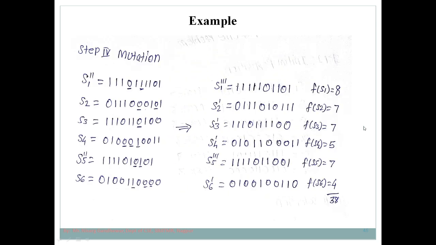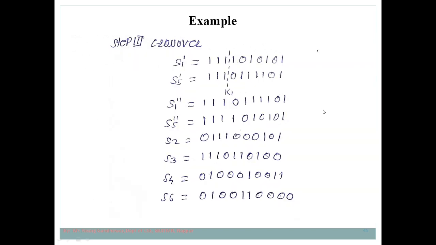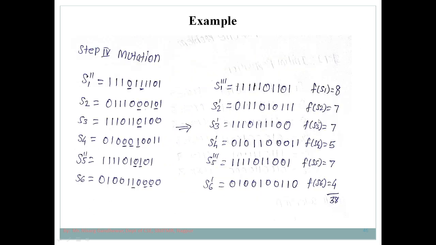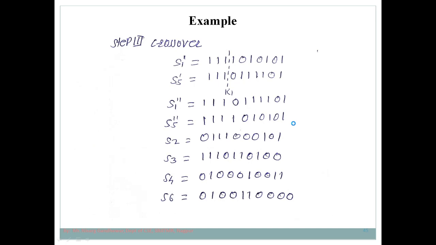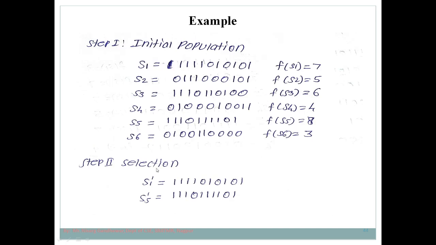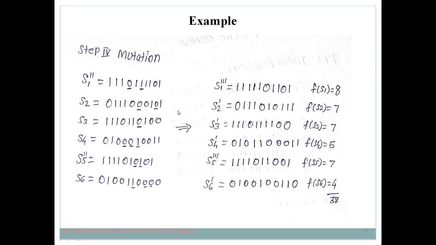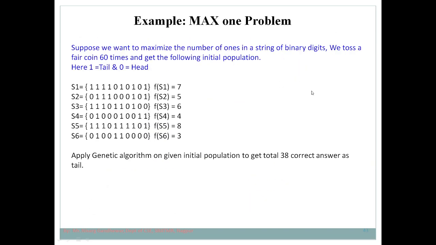Now in only one iteration we achieved this output. It may be the case that our objective is to get the number of ones equal to 48. So what you need to do after that is repeat the same steps: again selection, crossover, mutation. Selection, crossover, and mutation are the 3 steps which you need to repeat again and again until you meet the terminating condition. The terminating condition is either the number of iterations or the desirable output. In this case our desirable output is 38, so we will stop here. So this is how you need to solve a numerical based on genetic algorithm. Here we discussed one problem, the max 1 problem. Similarly, you need to solve another problem also. So this is an example.